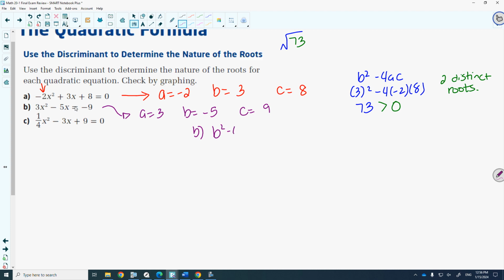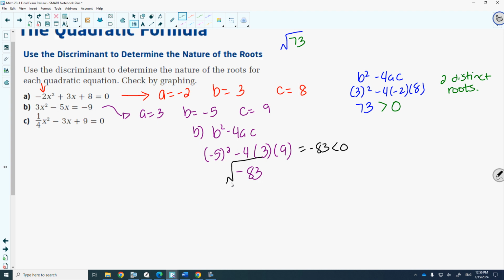So b squared minus 4ac. Negative 5 in a bracket squared will give you 25 minus 4 times 3 times 9. It's going to be a negative number, it looks like. Steve, what are you getting? Negative 83. That number is the discriminant. It's always underneath, though, in the quadratic formula, the square root sign. The discriminant, though, is negative 83. That's less than 0. I can't take the square root of a negative number.